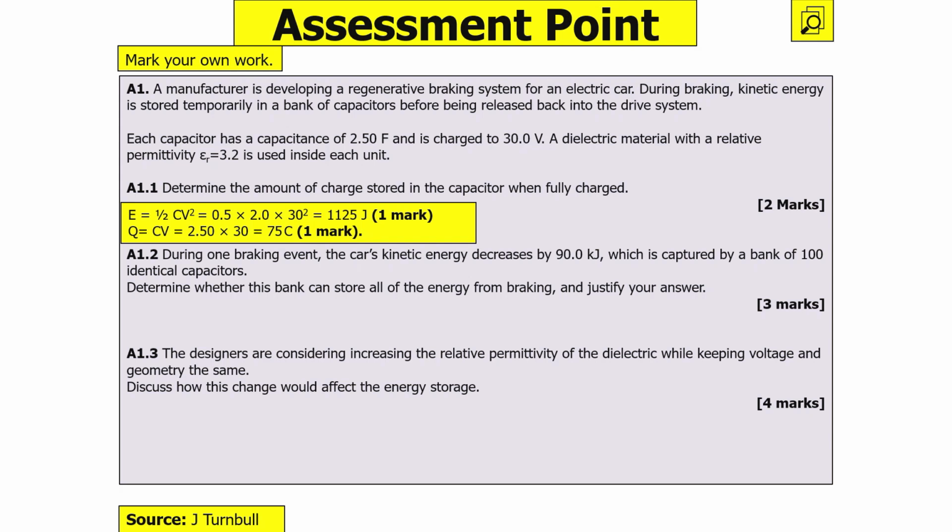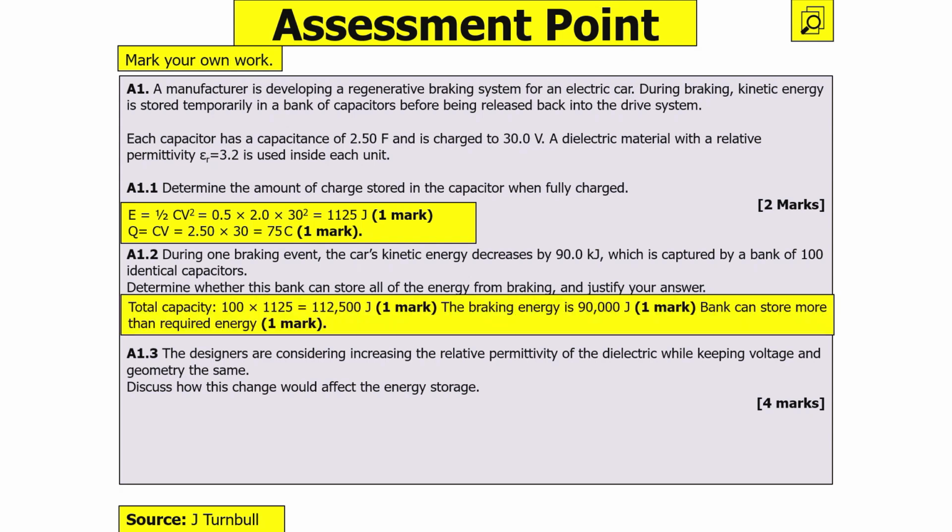So 2.5 times 30 is 75 coulombs. Now we know the total capacity is going to be 100 times the energy we've previously calculated, because there's 100 of them, so it's 112,500 joules. Now the break-in energy is 90,000 joules, so the bank can store more than the required energy, so it will be able to do this.